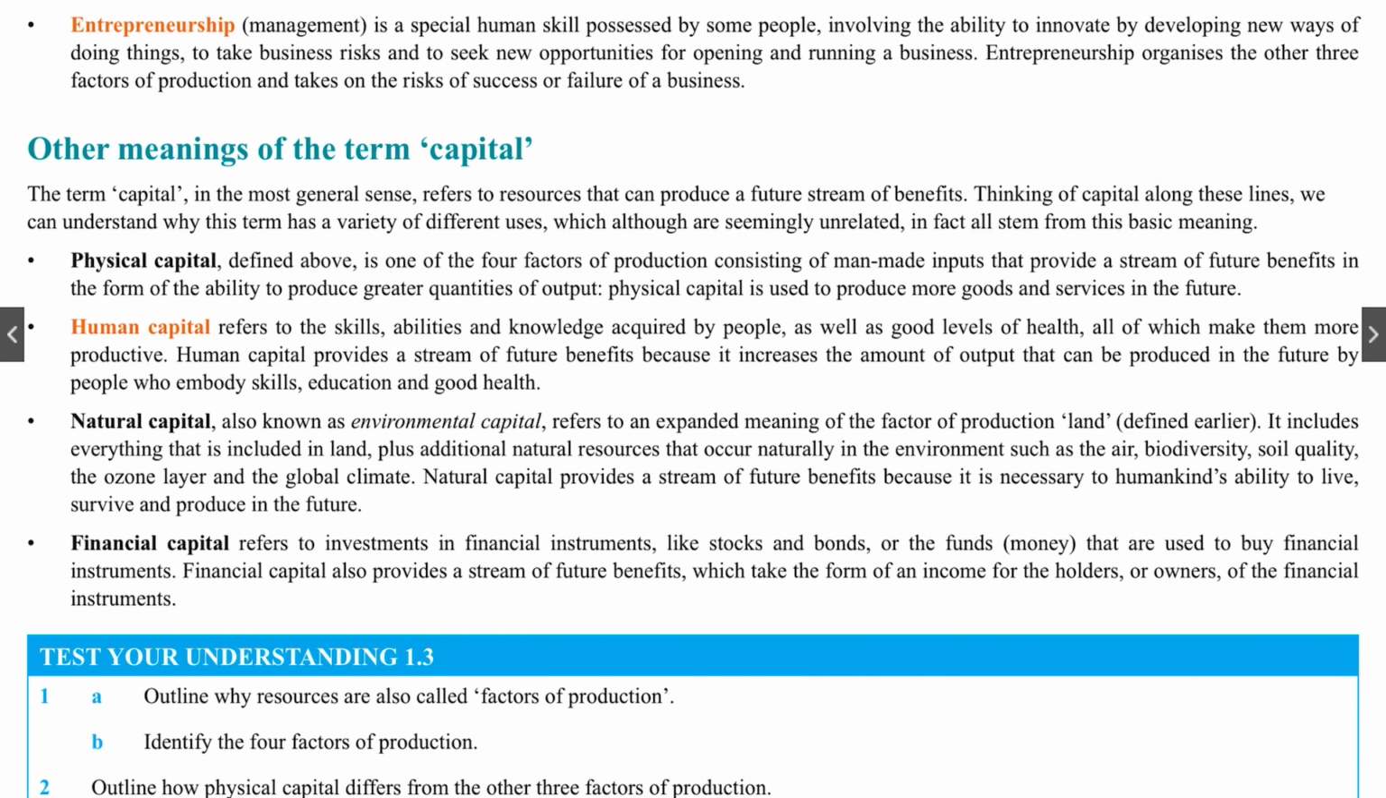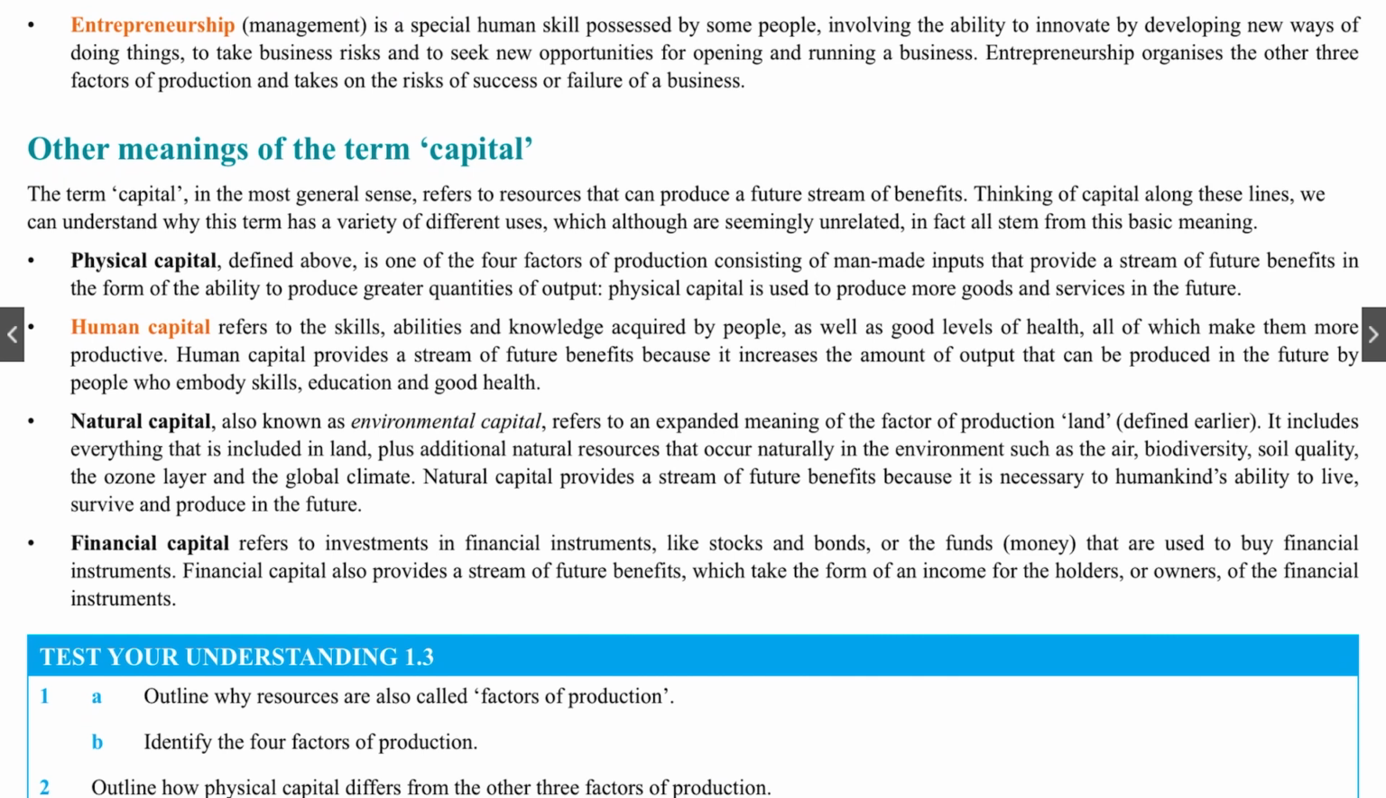Then we have natural capital, which is the expanded meaning of the factor of production, land. It includes everything that has land, and oftentimes this could mean biodiversity, soil quality, and the ozone layer, since these are all things that we invest time in. So this is another good, basically, but it's a natural good that aids in the production of other goods.